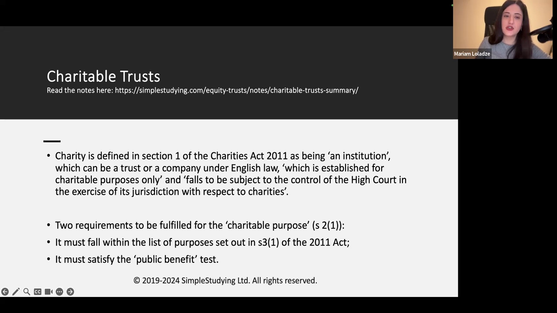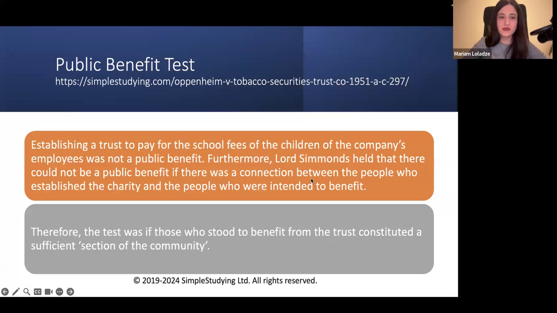So the first thing you would do is apply the definition of charities under Section 1 of the statute, and then say which specific charitable purpose would be the relevant one under Section 3, and finally apply the public benefit test. It's really hard to get this wrong, so I believe that this is probably one of the easiest questions you can have in equity and trusts.